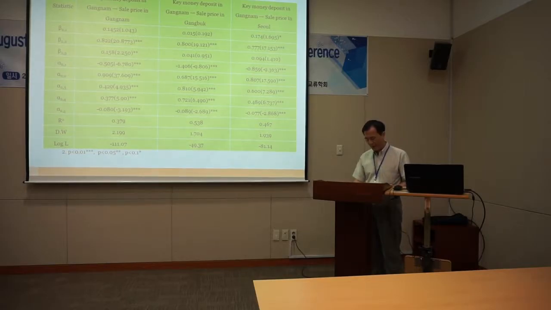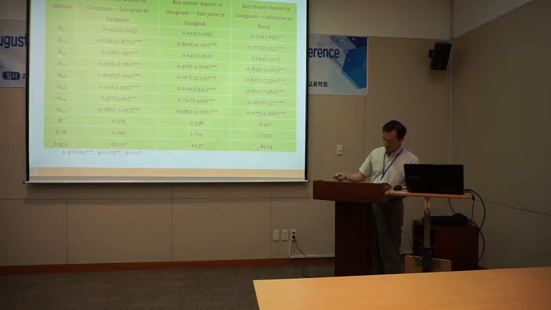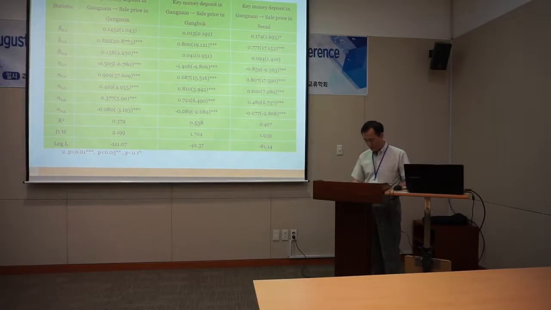Alpha 2 points that the AR coefficient in the variance equation was less than 1 for Gangnam, Gangwon, and Seoul, so the conditional variance is stable. The coefficient values alpha 2-3 and alpha 2-4 are all positive, indicating that there is a positive impact. Alpha 2-5 explains the effect of volatility, which is significant at the 1% significance level for all values.